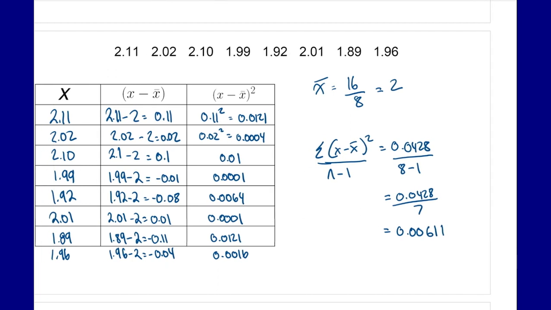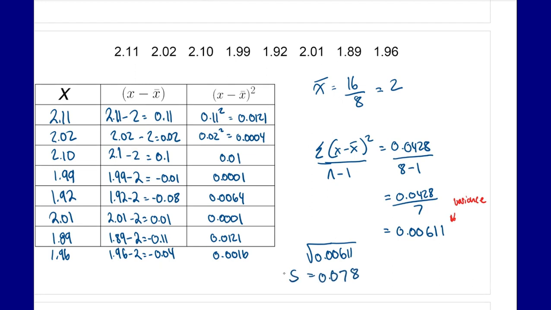So this is our variance. It doesn't really help us too much, but once we find the variance, we square root it. That should be the last step. We square root our answer, and we end up with 0.078. This is our s, or our standard deviation.